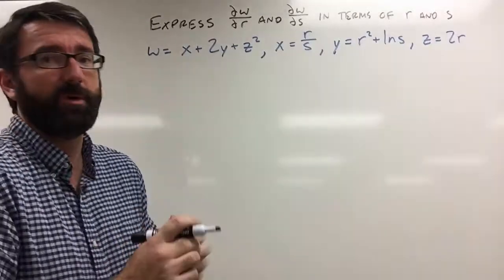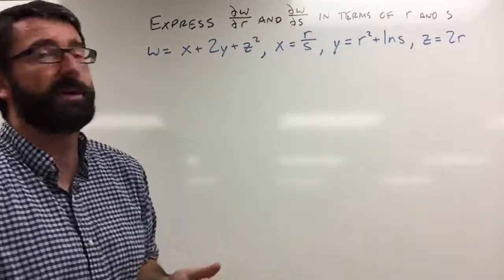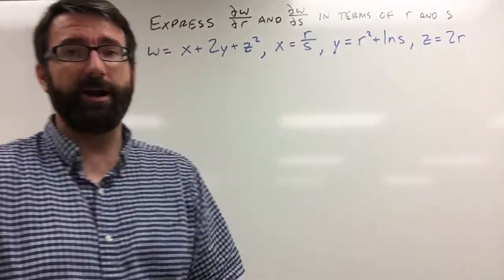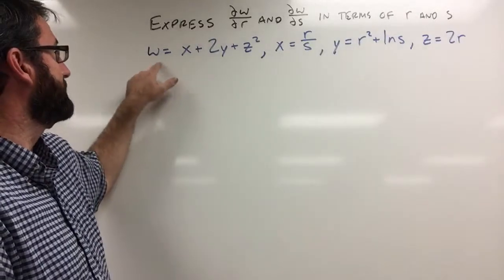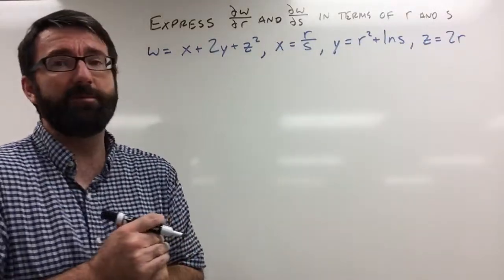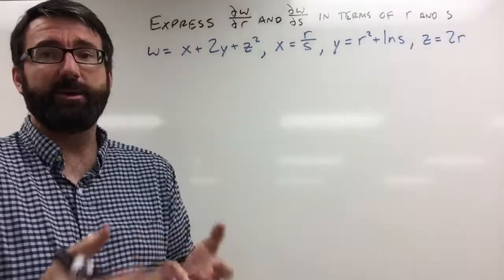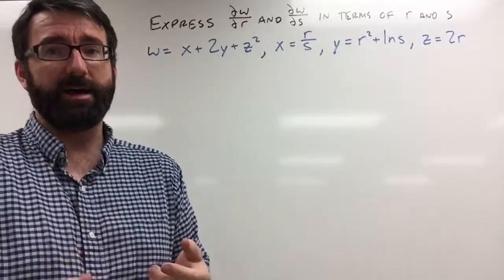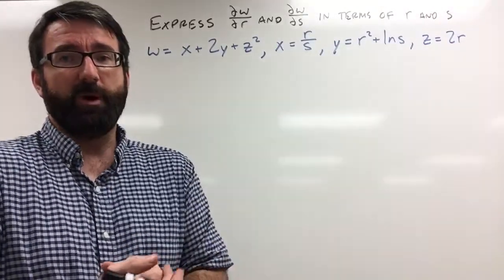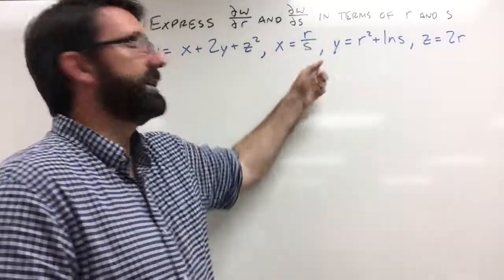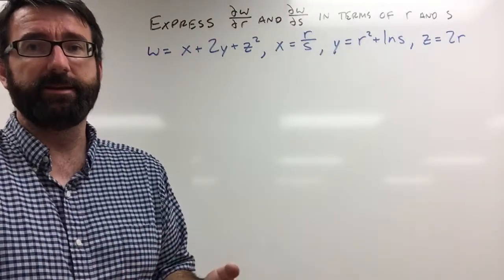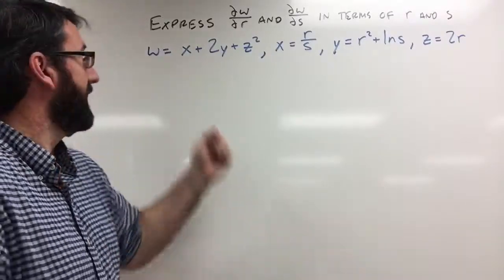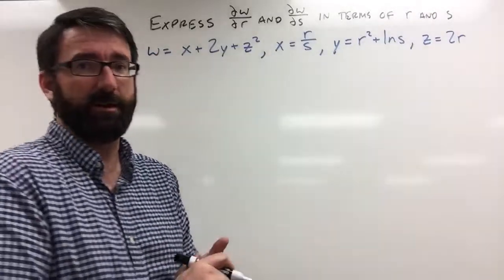All right, for this example, we're asked to express the partial derivative of w with respect to r and with respect to s in terms of r and s. If w is equal to x plus 2y plus z squared, x is equal to r over s, y is equal to r squared plus the natural log of s, and z is equal to 2r. So r and s are the independent variables. X, y, and z are intermediate variables, and w is going to be the dependent variable.